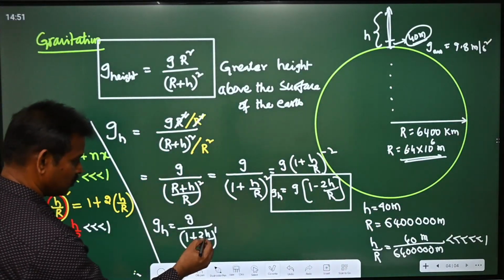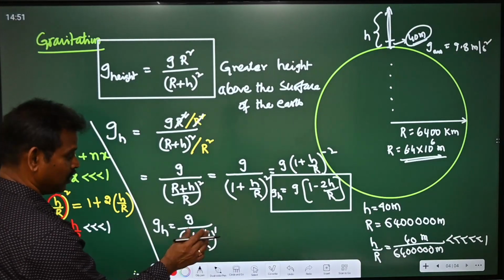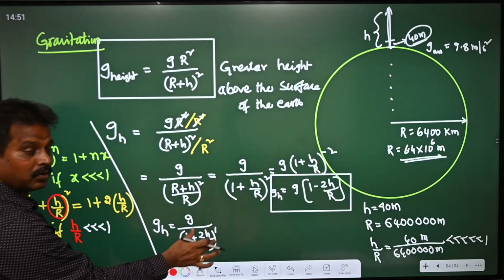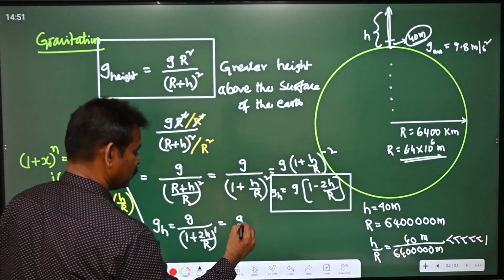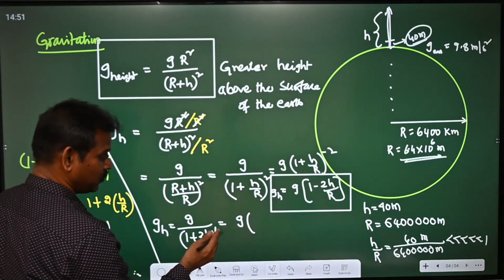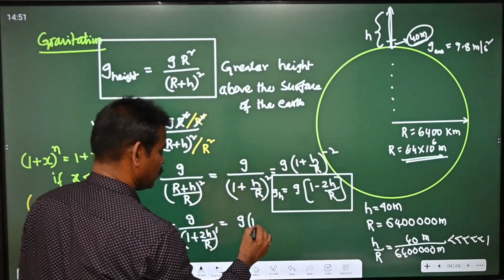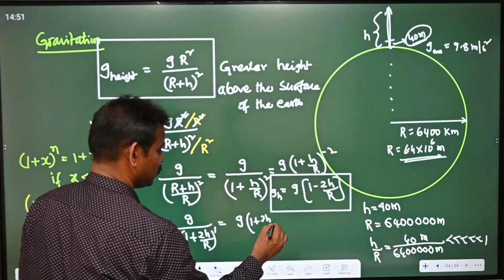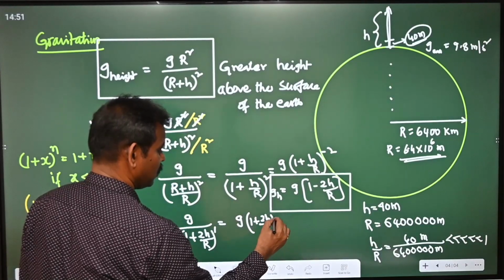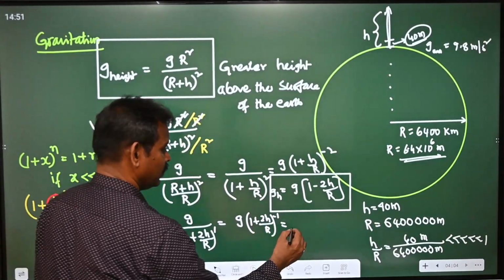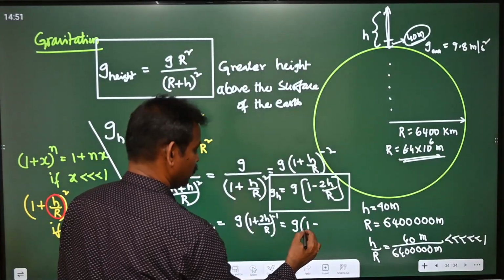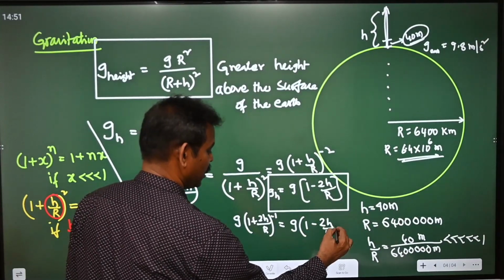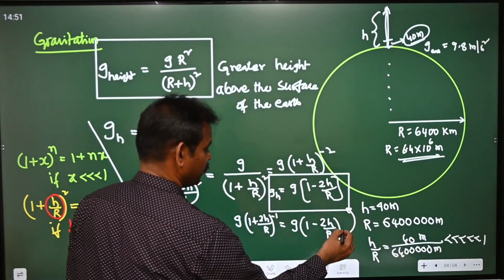Similarly, if you take this one, this whole power 1 is there. If you take this denominator into the numerator, once again you can write g into 1 plus 2h by r whole power minus 1, because when it goes up this will become minus 1. This will become g into 1 minus 2h by r, the same form that we obtained previously.